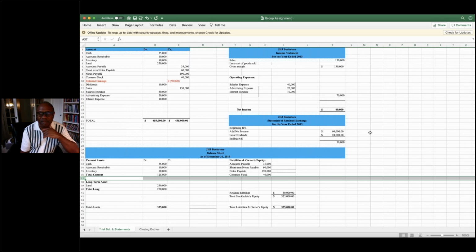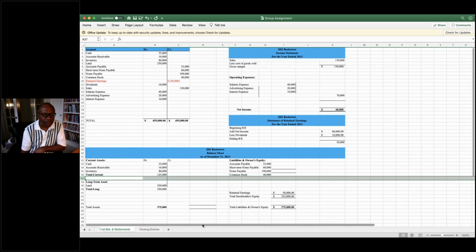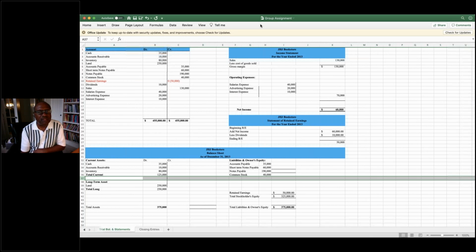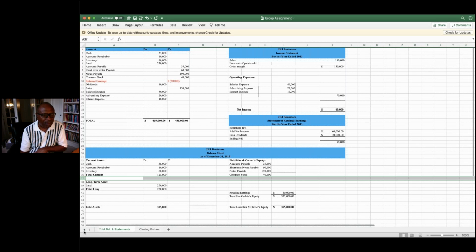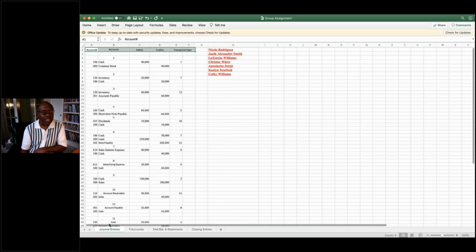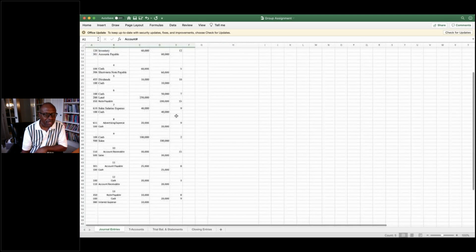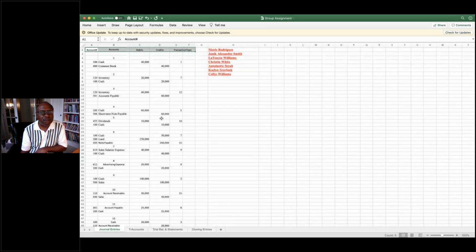Can you go to the journal entry part? Look down, move the tab, go over. Okay, and go over one more. I think that's 4. Okay, this is 4. So we had 13 journal entries.